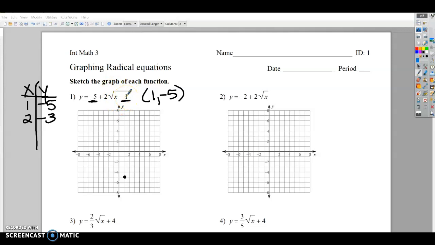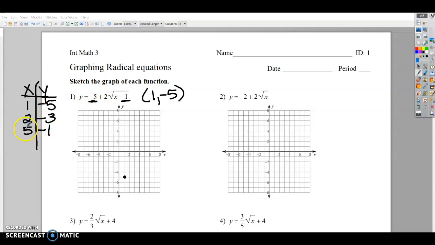So I know that 2 squared is 4. So in order for this number to be 4, I have to have 5 as my x. 5 minus 1 is 4. So let's choose 5. And you can choose any x's you want. If you want to deal with fractions or square roots, that's fine. I'm trying to pick numbers that are easy to evaluate. So 5 minus 1 is 4. Square root of 4 is 2. 2 times 2 is 4. And 4 plus negative 5 is negative 1.